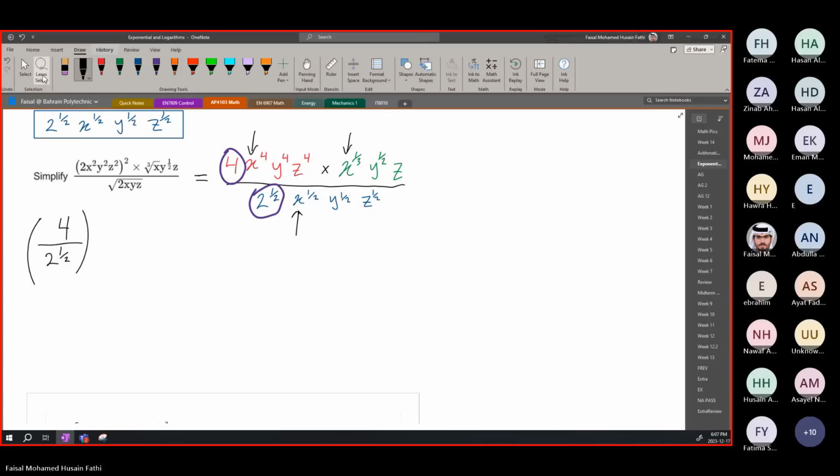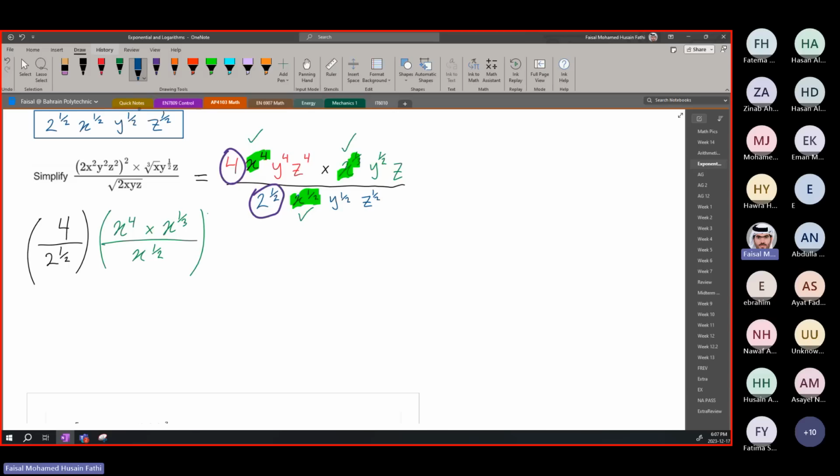We are going to focus on the x's. So the x, and the x over here. This is what we're going to be looking at. The x's are x to the power of 4, this first x over here, times x to the power of 1 over 3 divided by x to the power of half. Okay?